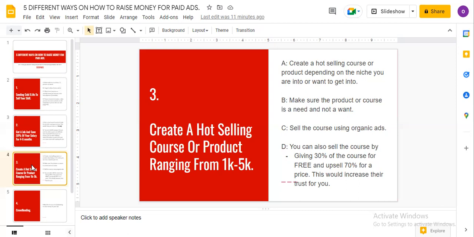You can use this method to just raise your money for ads, and make sure when the money is being raised, you use it for ad and nothing else but ad. Yes. So number 3 is actually something that you can also use.